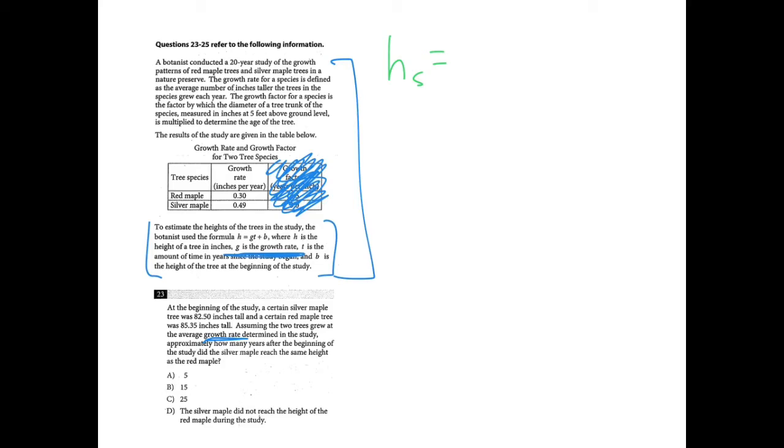Okay. So we have G of T. For the silver maple tree, the growth rate we can see is 0.49. Don't get confused with the other one. Times T, we don't know T yet. And since it said at the beginning of the study, B would be 82.5.